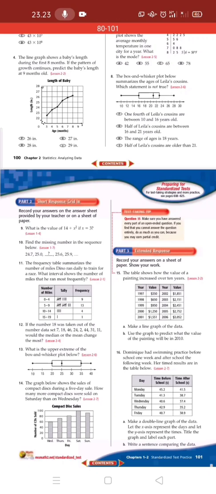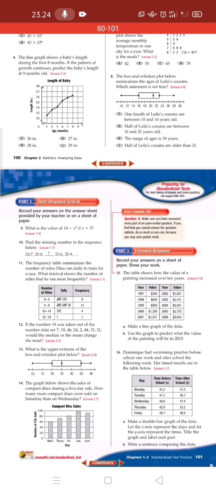Question 15. Make sure you have answered every part of an open-ended question. If you find that you cannot answer the question, do as much as you can because you might earn partial credit. Part 3. Extended response. Record your answer on a sheet of paper.